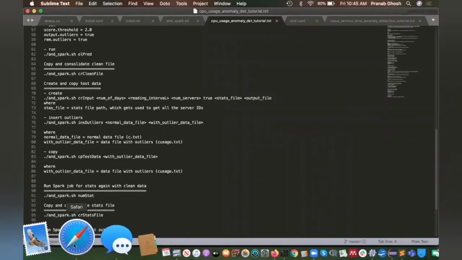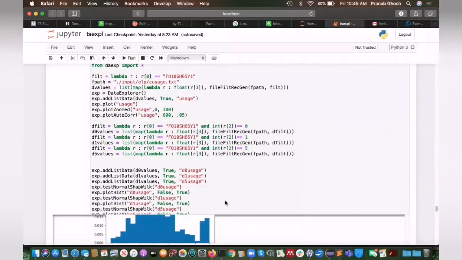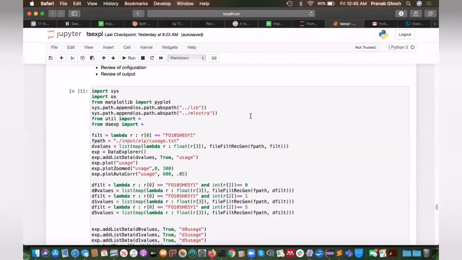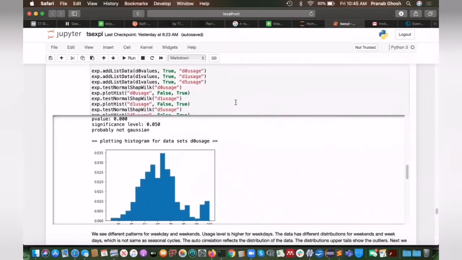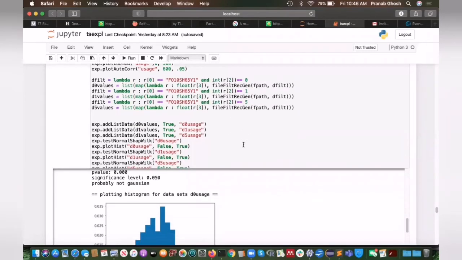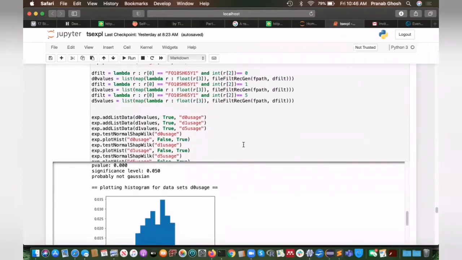Okay, let's jump back to the notebook for this use case. So what I've done here is I've taken one particular server, and then I've picked 2 days. For example, this is the day of the week field. So 0 means it's a Monday. So 0 and 1 are Monday, Tuesday, and 5 means it's a weekend, which is a Saturday. I'm picking up data for different days because they have different distributions.